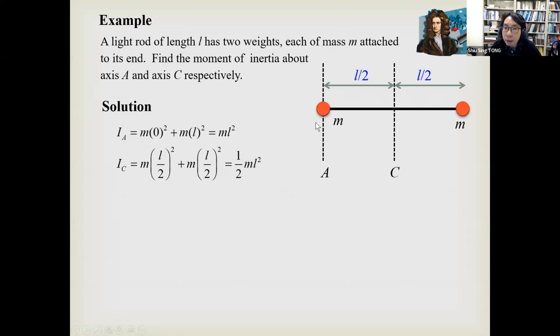So what does it mean? It means that it is more difficult to rotate the object about the axis A than the axis C. Now you can actually try this with a dumbbell. If you have a dumbbell at home, try to hold the dumbbell at one end and rotate it. You will feel it's quite difficult to rotate. While if you hold the midpoint and rotate it, you will find it much easier. And it's because of this result, right? The moment of inertia about one end is larger than the moment of inertia about the center. Okay.